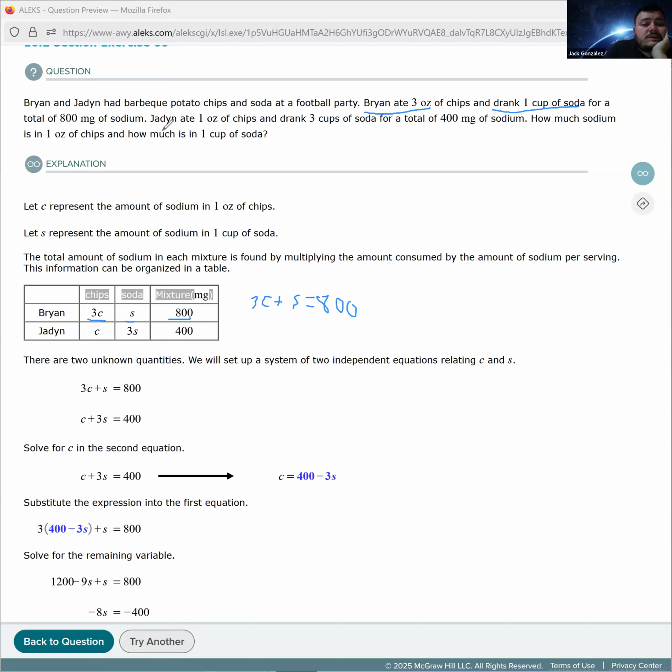Then the next sentence says Jaden ate 1 ounce of chips and drank 3 cups of soda. So 1C plus 3S equals 400 milligrams. So C plus 3S equals 400. So that's how they get this.